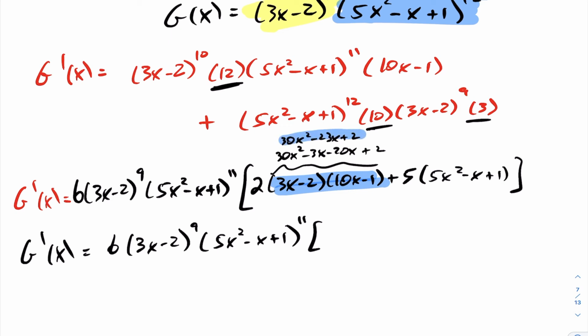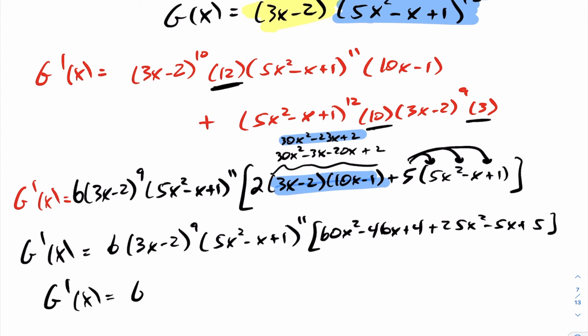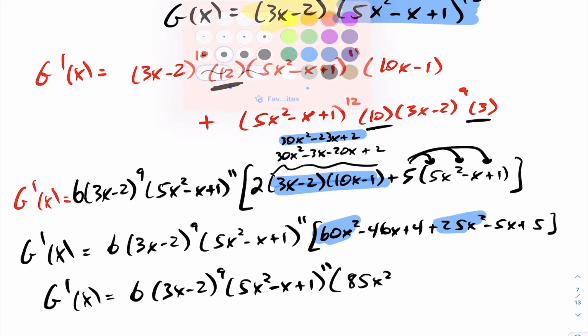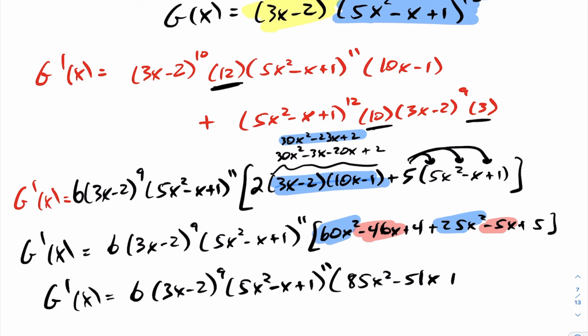So now, I'm going to go ahead and double that. When I distribute that 2 here, we're going to get 60x squared minus 46x plus 4. Now distributing the 5 into the trinomial, I get plus 25x squared minus 5x plus 5. Continuing on here, we have 6 times 3x minus 2 to the power of 9, 5x squared minus x plus 1 to the power of 11. And simplifying this some more, we've got 60x squared and 25x squared becomes 85x squared. We also have minus 46x and minus 5x, minus 51x, and then we have our plus 9.